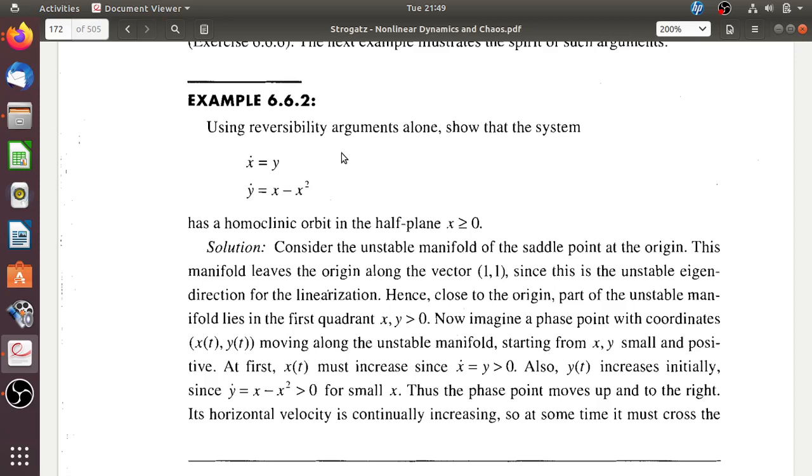So the fixed point is the origin. We know that y equal to 0 gives x dot equal to 0, and x equal to 0 gives y dot equal to 0. So that's the fixed point.